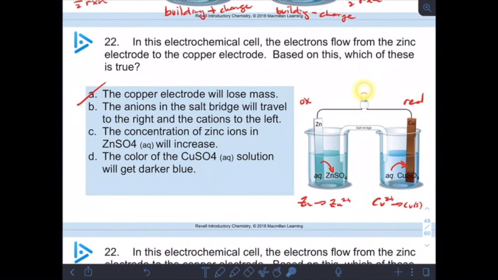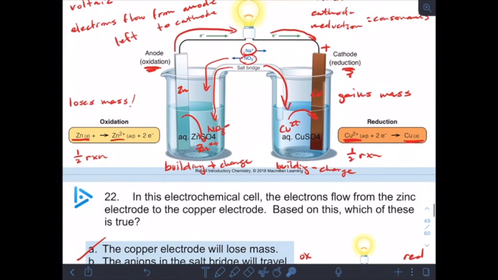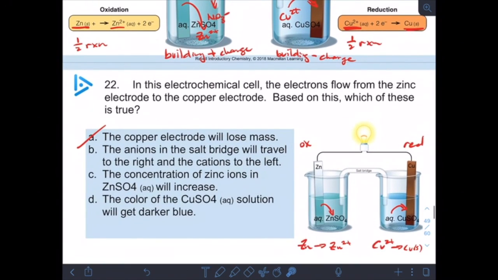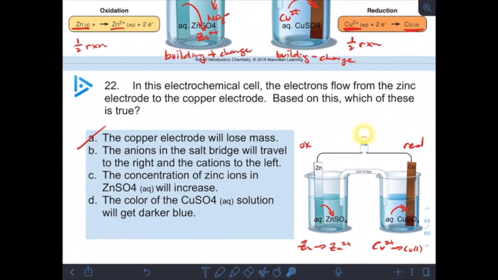So let's take a look at our answers again, now that we've addressed that. The anions in the salt bridge will travel to the right and the cations to the left. Let's take a look at our example. In our example, our negative ions, our anions, travel to the left and our positives to the right. So no.